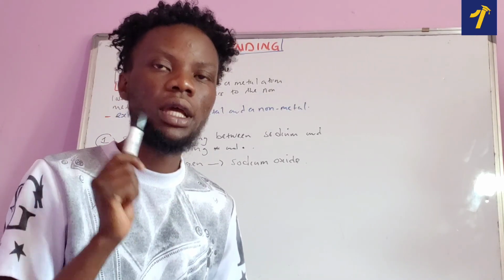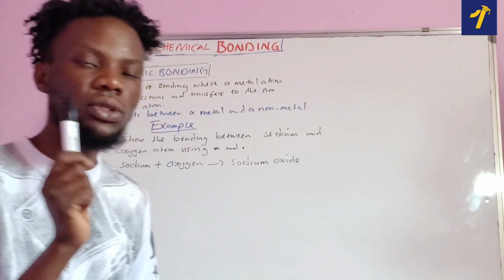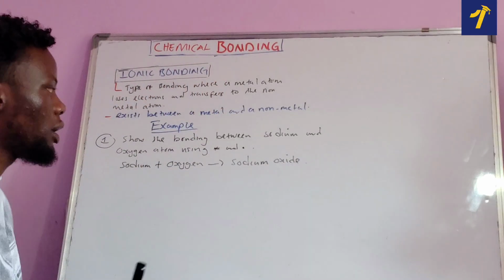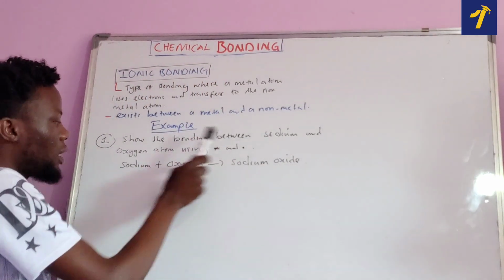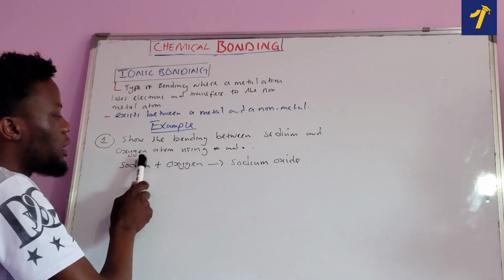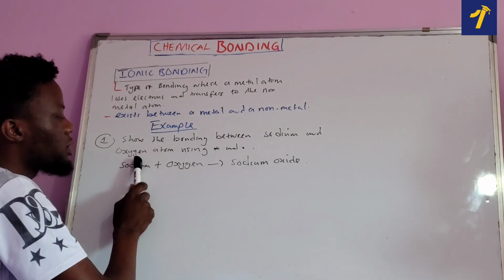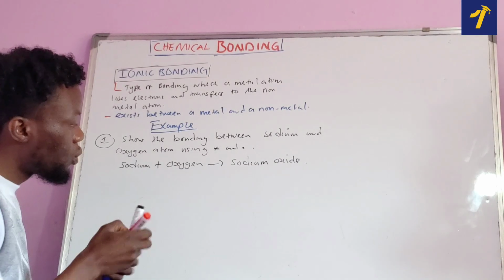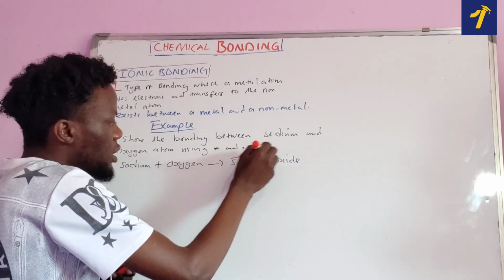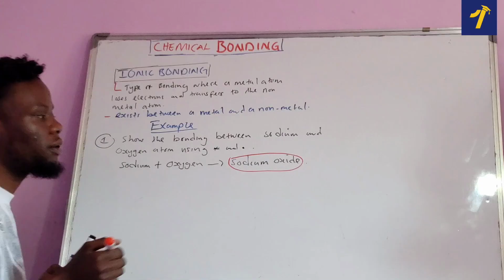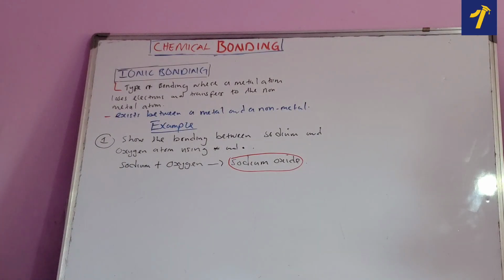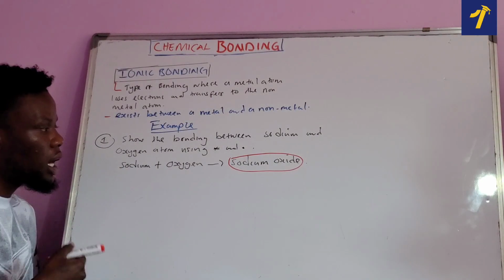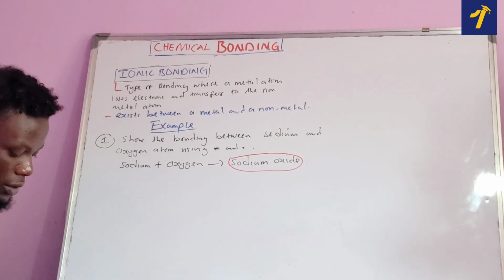Now, the point that I'm going to tell you is that before you form the ionic bonding, make sure that you form the chemical formula for those two elements that we're going to be given. So if we're given sodium and oxygen, we need to form the chemical formula for sodium and oxygen when they react together to form sodium oxide. So we need to form the chemical formula for sodium oxide. Okay, so now sodium oxide, how do we form that chemical formula?